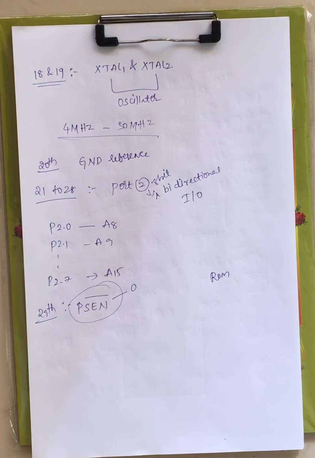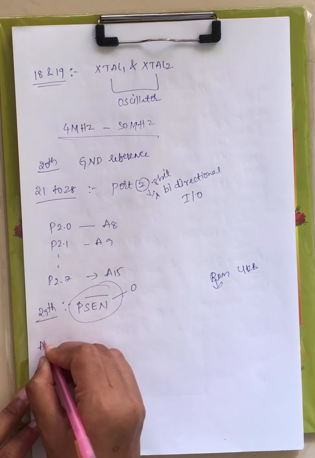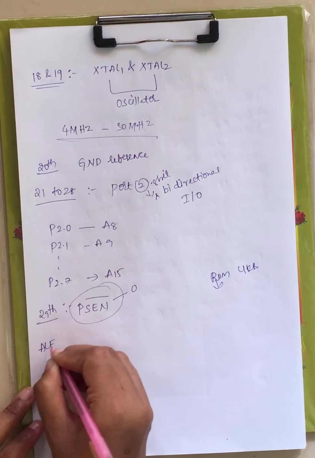Now if a user wants to access external program memory, then PSEN has to be set to 0. If it is set to 0, then the user can access external program memory, right? Program store enable is used to read external program memory. Internal program memory is nothing but ROM. External program memory is whatever program memory is connected to your 8051, right? Now coming to ALE, address latch enable, that is provided at your 30th pin.